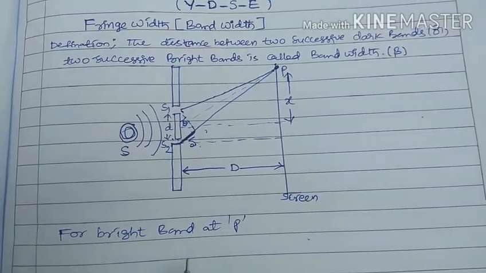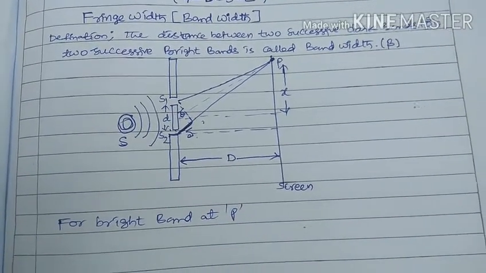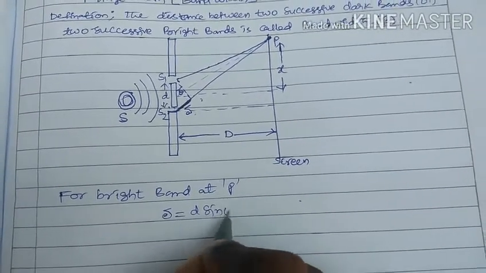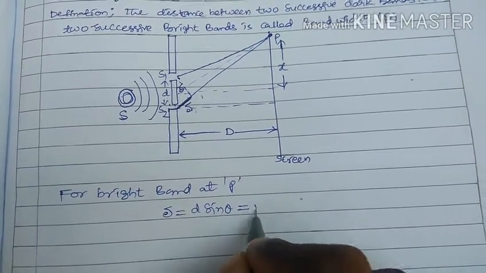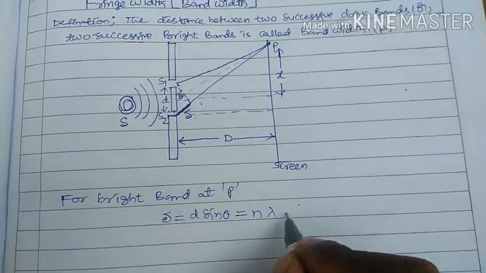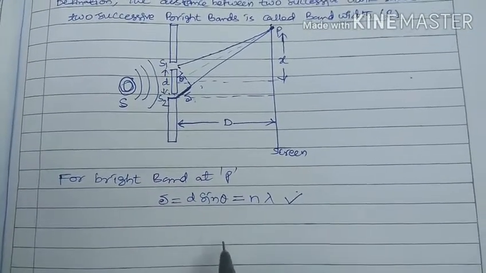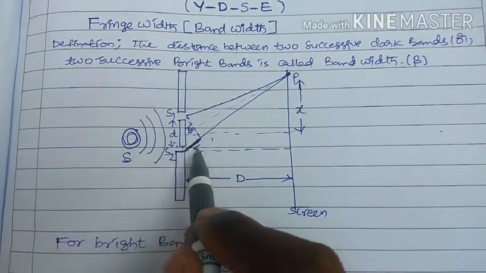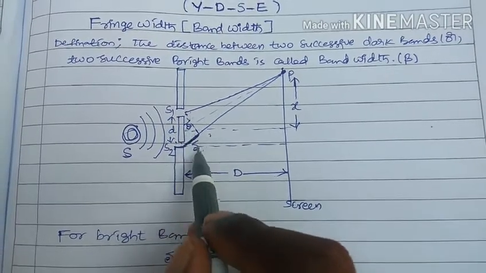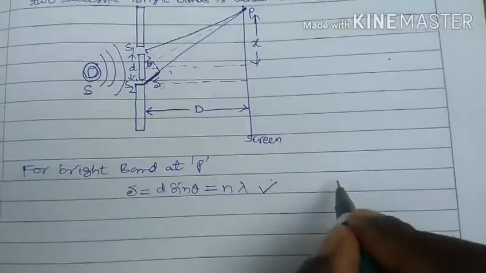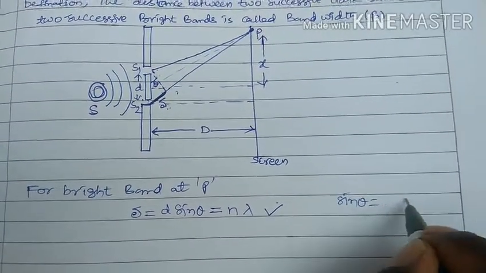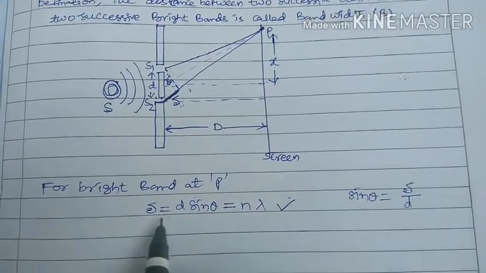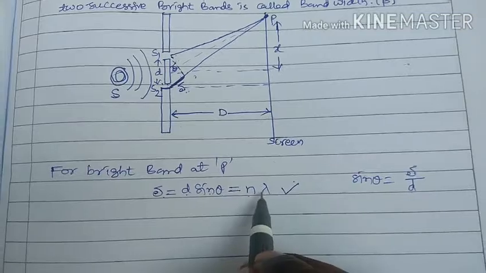Now for a bright band at point P, the path difference delta equals d sin theta, which equals n lambda. This was already expressed in our previous class. So what is delta? Delta is the path difference. From this triangle, sin theta is opposite by hypotenuse, that is delta by d. Therefore delta is equal to d sin theta, which equals n lambda.